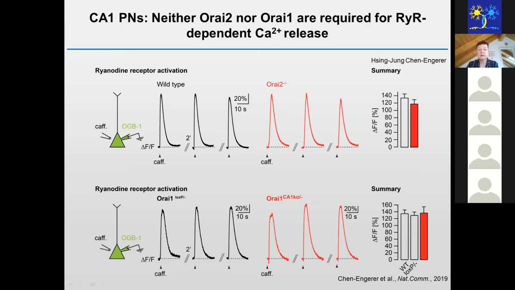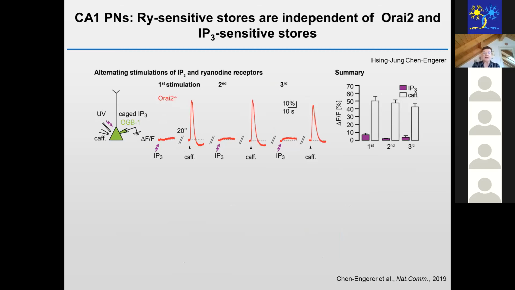So neither Orai1 nor Orai2 are involved in the regulation of calcium of ryanodine-sensitive stores in CA1 pyramidal neurons. The apparent independence of IP3- and ryanodine-sensitive stores we thoroughly tested in a line of several experiments. The first was the application of IP3 uncaging and caffeine application to the same cells, in order to demonstrate that ryanodine receptor-sensitive stores can release calcium under conditions where this is not possible from IP3-sensitive stores in the Orai2 knockout mice.